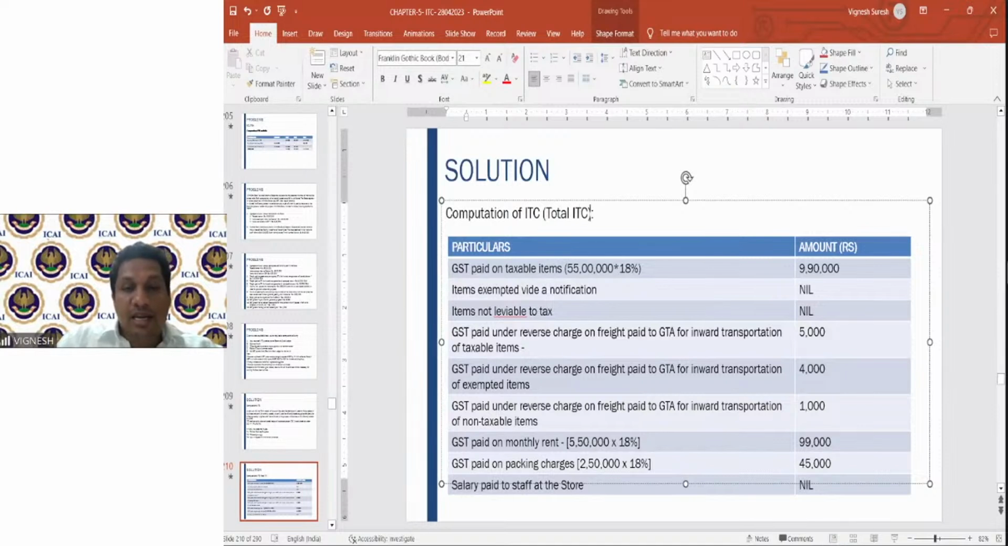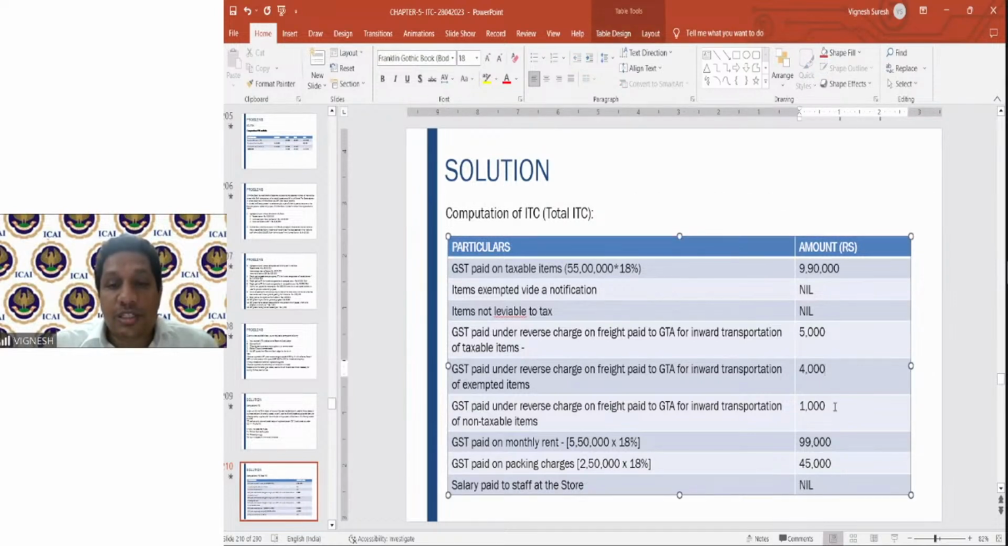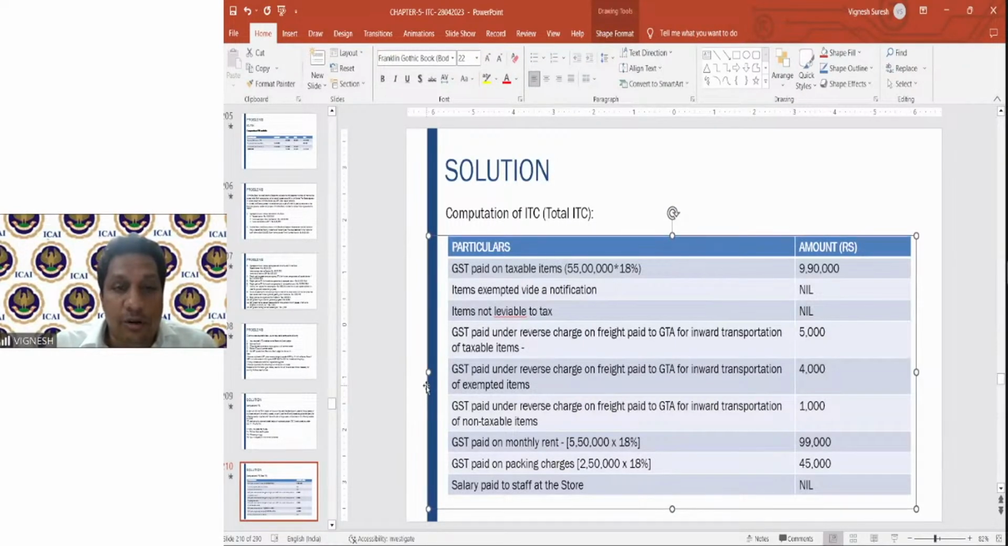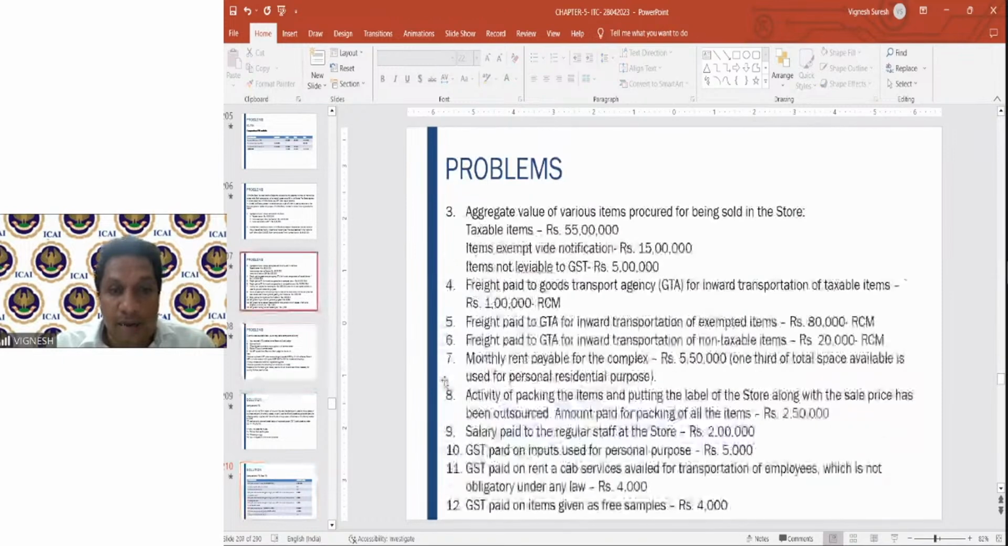Total input tax credit is calculated here, so the ITC pertaining to exempt supplies will also be taken into consideration. So 5,000 is for taxable items, 4,000 under reverse charge basis for exempt items, and 1,000 for non-taxable items. How did you get that 1,000? It is pretty straightforward. If you go to the problem, it is clearly given: non-taxable items 20,000, and 20,000 into 5% is 1,000 rupees.